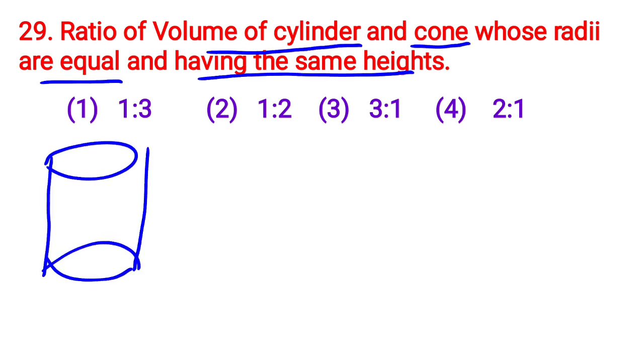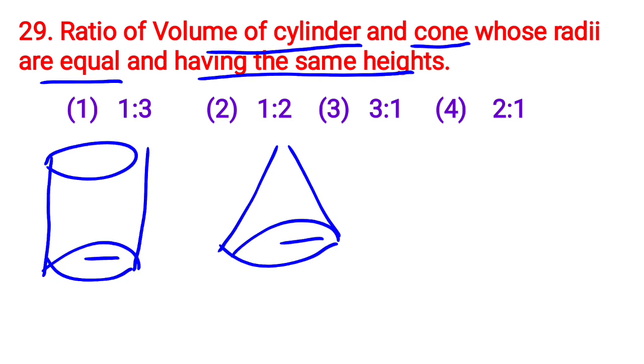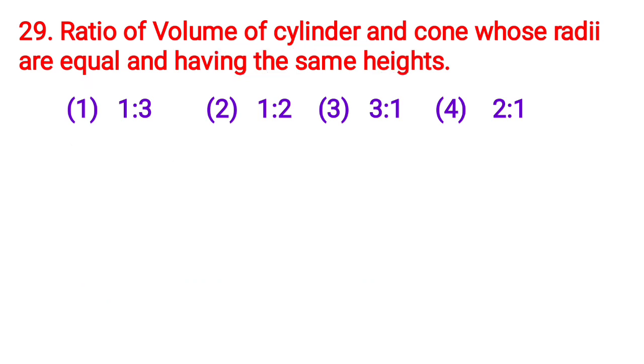Next, cone. For these two diagrams, equal radii, they have the same radius r. Next, equal heights, h. So they have the same height and the same radius. Then what is the ratio of their volumes?